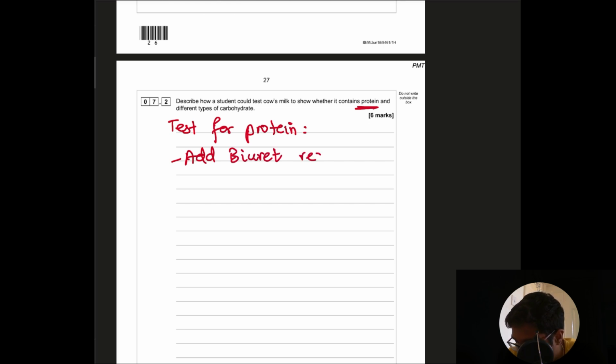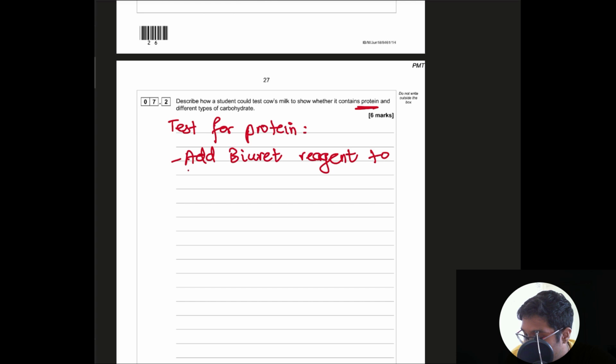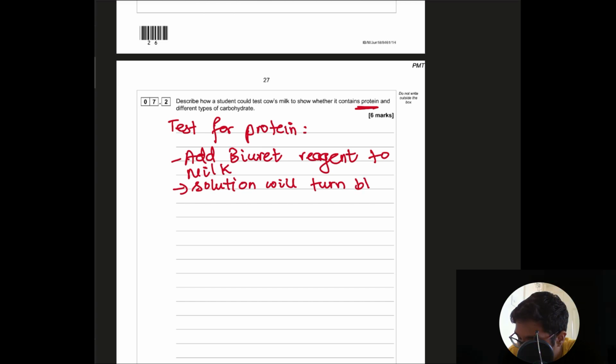By the way, you have to learn this for A level as well, so don't forget it after you've done your GCSEs. You add Biuret reagent to milk. And then the solution will turn blue to purple, or you can call it lilac. Mark schemes would allow both lilac or purple. It's perfectly fine if positive.